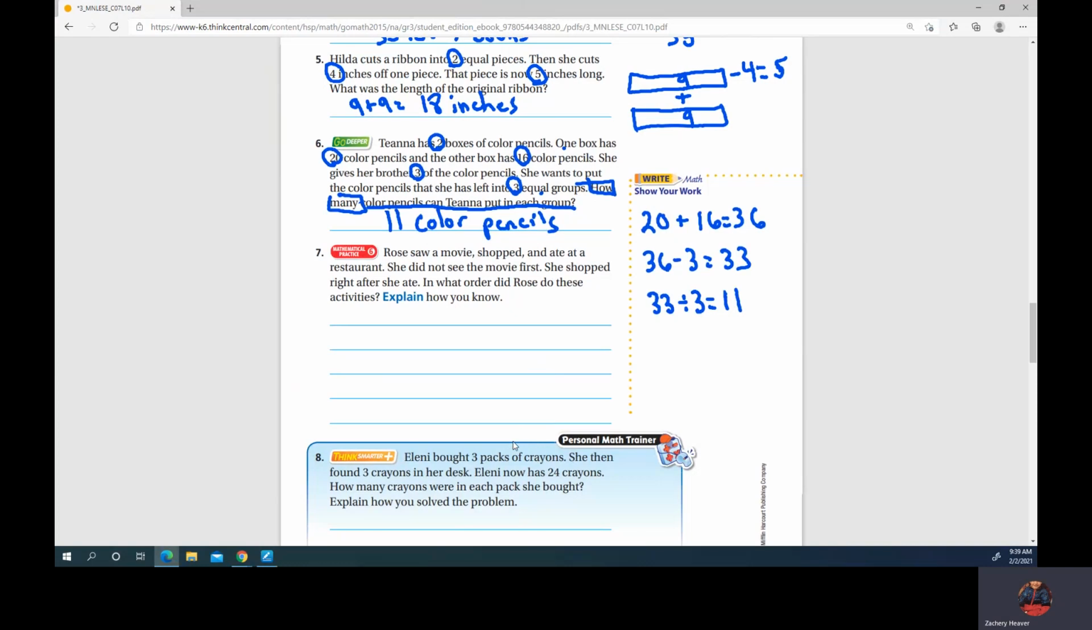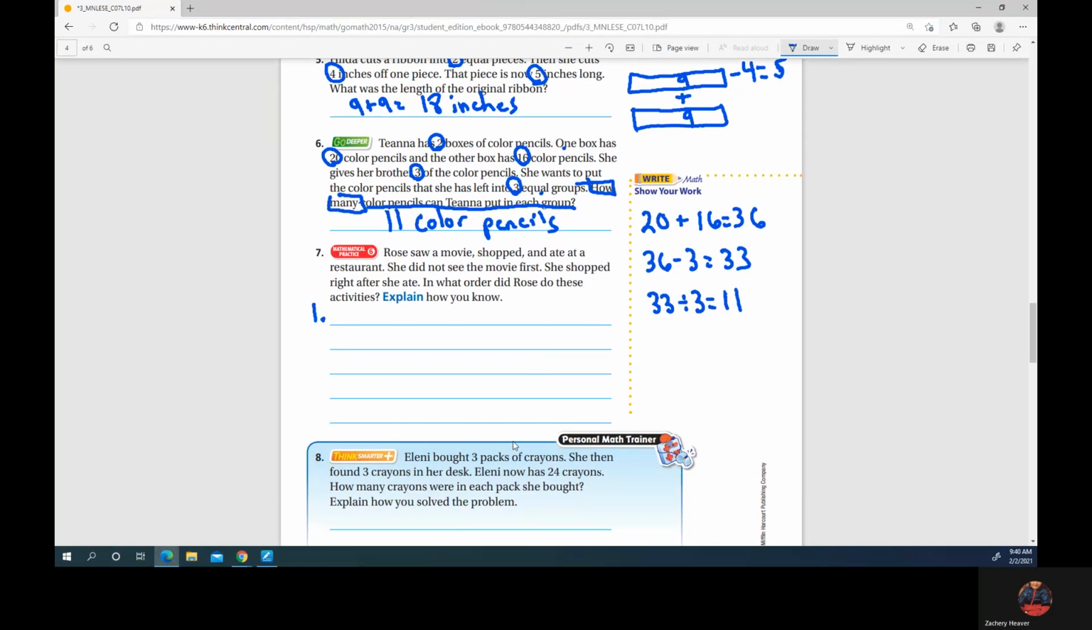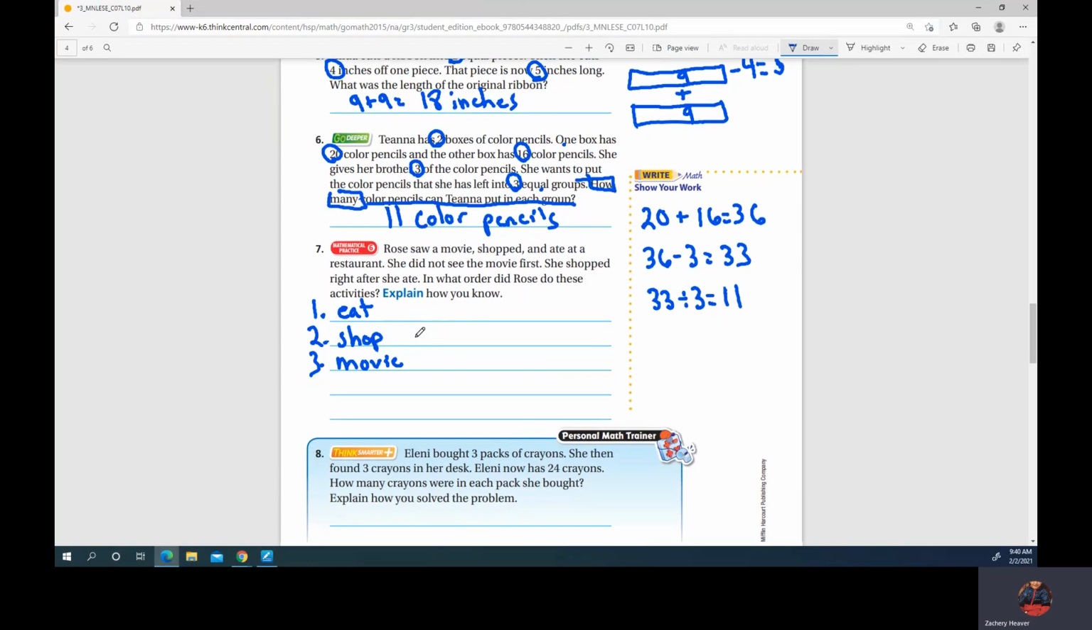So we know she didn't see the movie first. So number one cannot be movies. Okay. We know she shopped right after she ate. So she had to eat first, and after she ate, she had to shop. After she shopped, she must have seen a movie, because movie cannot be first. That is like a little puzzle. She ate first, she went shopping, and then she went to the movie. Explain how you know.